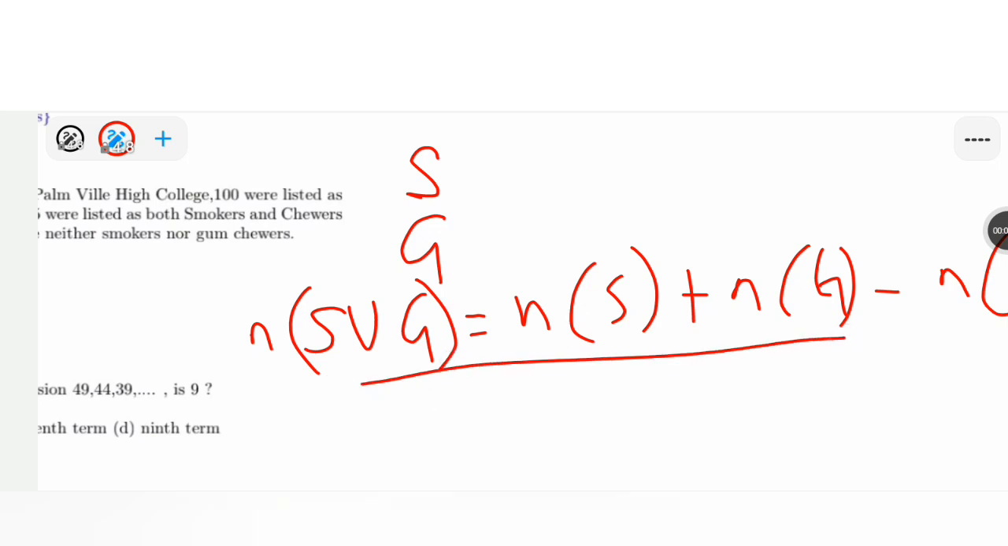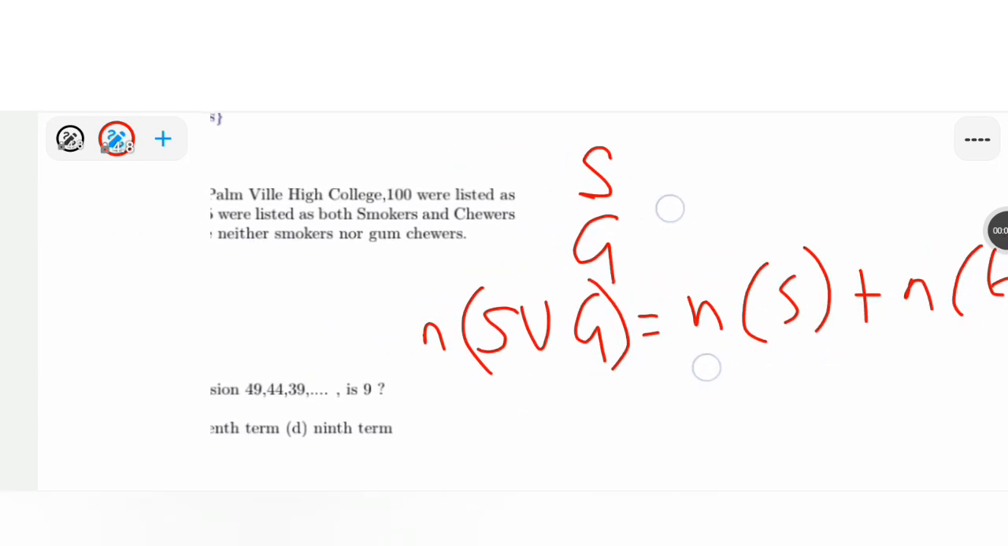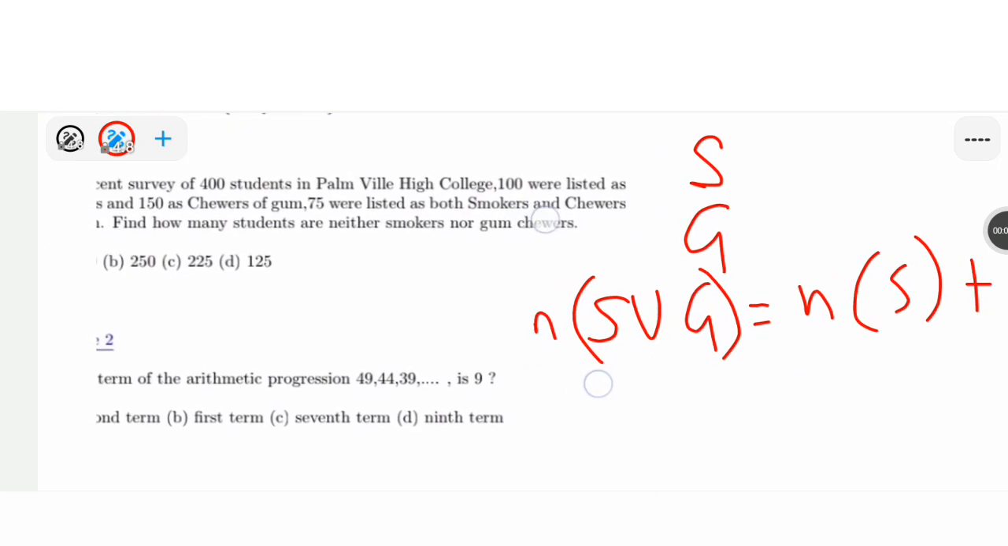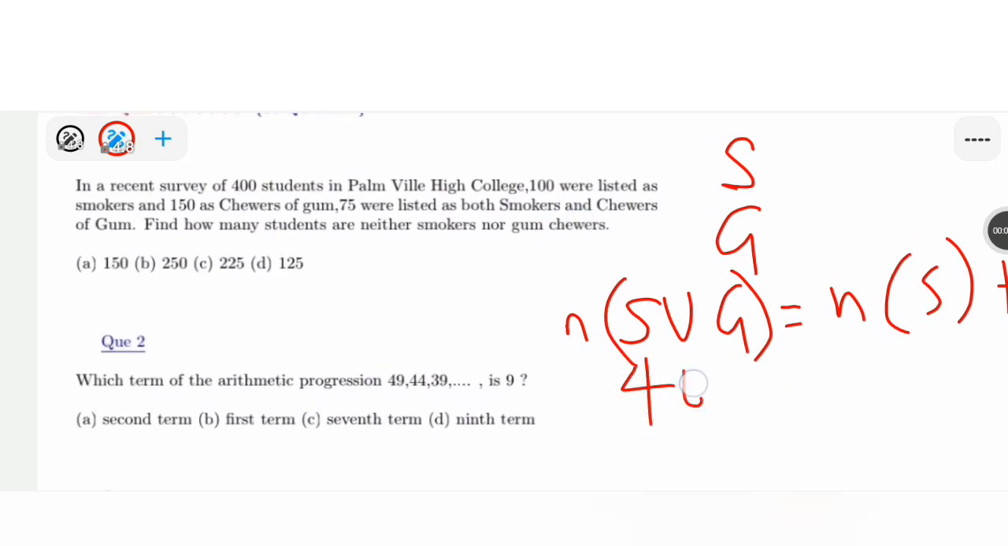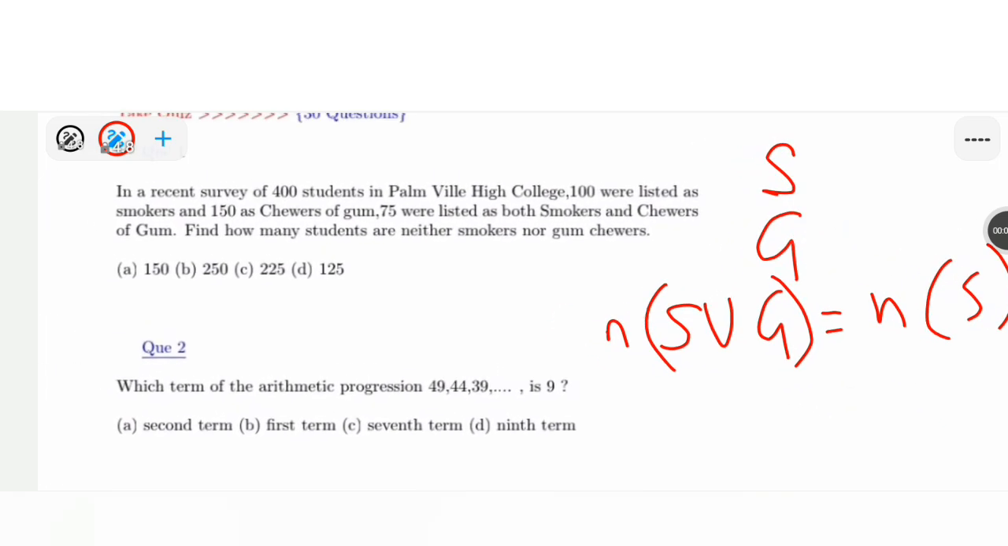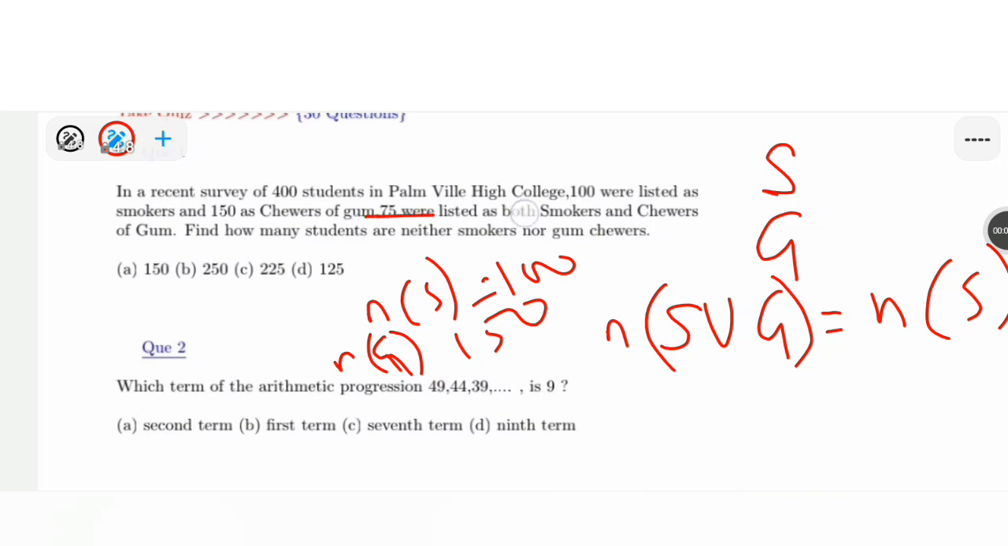So let's pick these values from the question. In the survey of 400 students, you will not write 400 here. Don't write 400 here, you're going to miss the answer. You need to know people that are involved in S union G only. So leave this part alone. So go to n(S). 100 were listed as smokers, so you just put 100 here. So n(S) is 100. Let's get the other one. Chewers of gum, that one is 150. And 75 are in both.